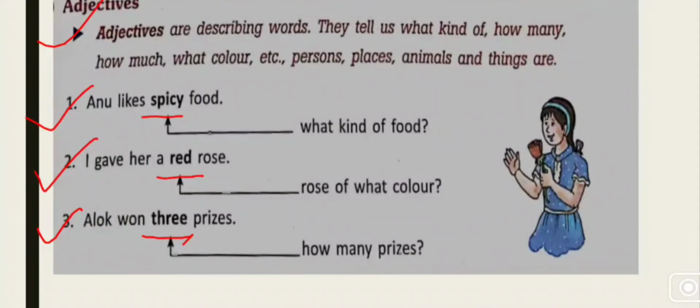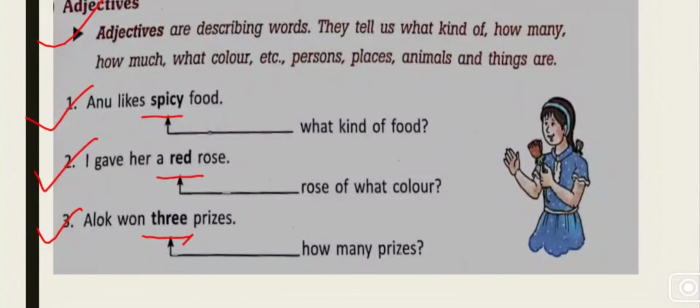Adjective. First of all, we'll discuss the definition of it with the help of examples. So adjectives are describing words. They tell us what kind of, how many, how much, what color, etc. person, place, animals and things are.